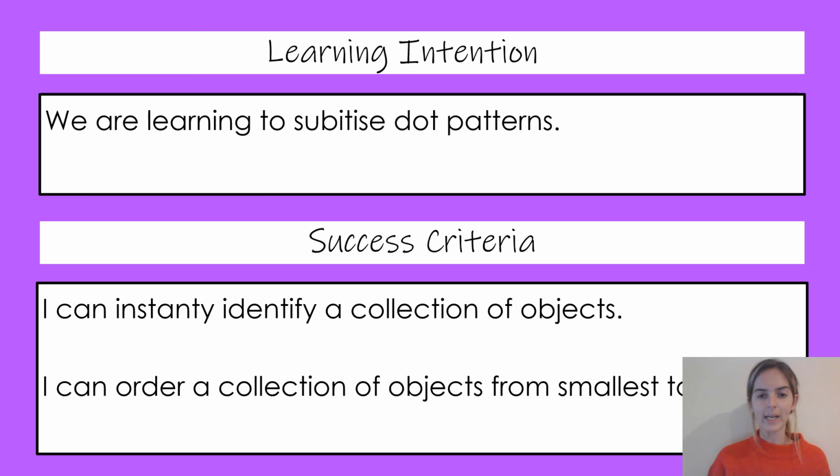Okay, let's quickly reflect on our learning. Now, looking at our learning intention, it said that we are learning to subitize dot patterns. And then our success criteria was, I can instantly identify a collection of objects. Now, we did that when we were looking at our dot representations and we were looking at all of our dice. We had to really quickly identify how many were there. So I'm going to tick that one off. And then the last one was, I can order a collection of objects from smallest to largest. And again, we did that with our dice, didn't we?